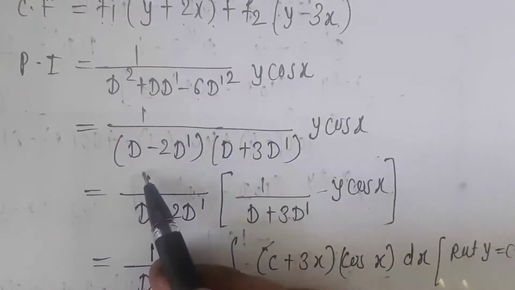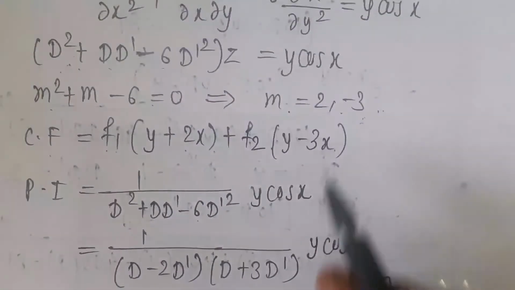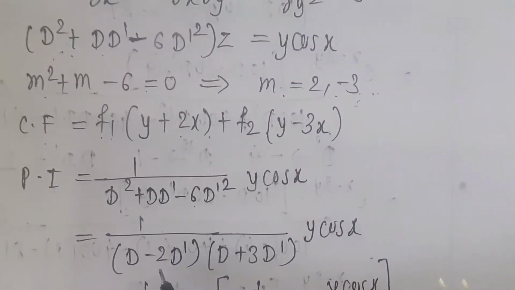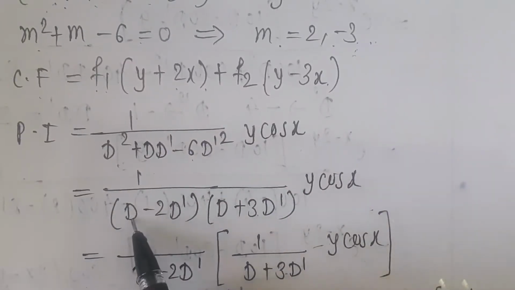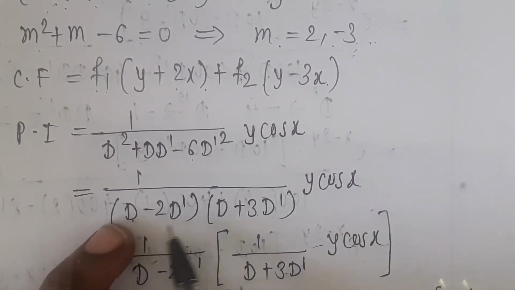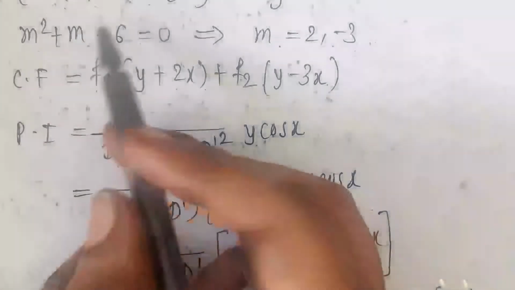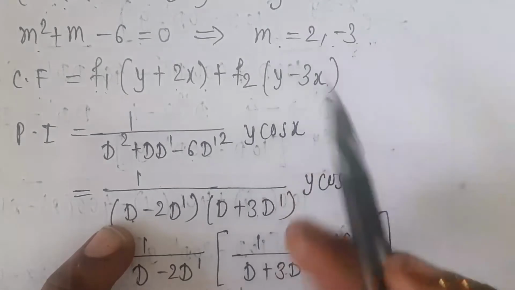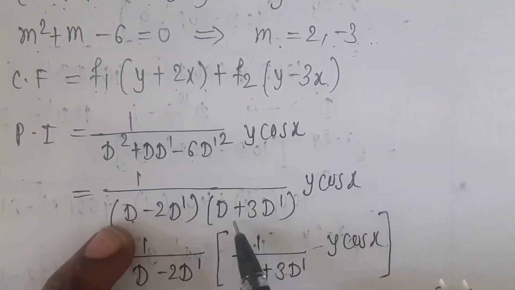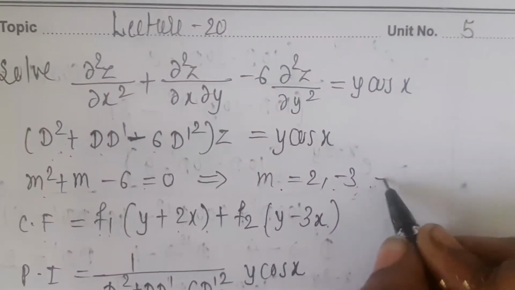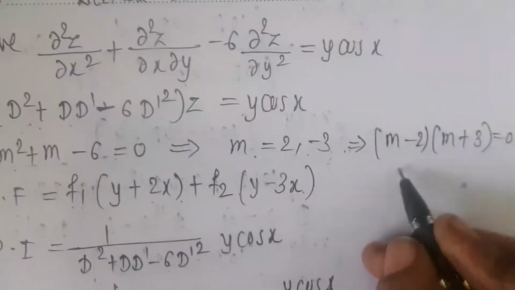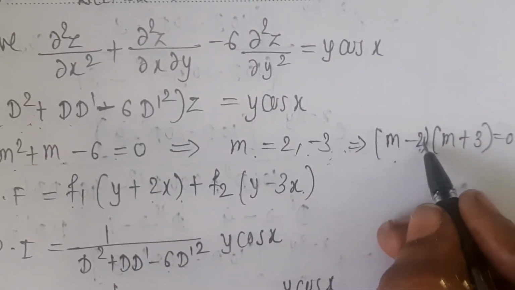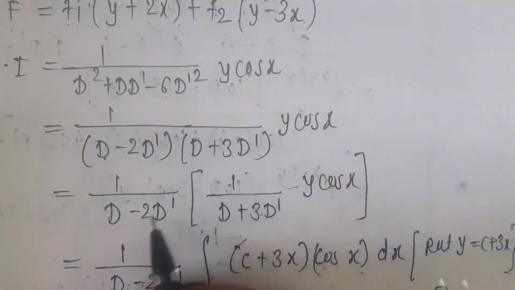So here it is 1/((D − 2D')(D + 3D')), and what are the factors here? 2 and −3. So write 2 and −3 as (m − 2)(m + 3). But what is m? m is D, and with this 2 we write D', because D is replaced by m and D' is replaced by 1. So (D − 2D')(D + 3D'). This can be written as (m − 2)(m + 3) = 0, but m is D, so D − 2 times 1, and 1 can be written as D'. Here also 1 can be written as D'. In this way we write the factors and operate them one by one.